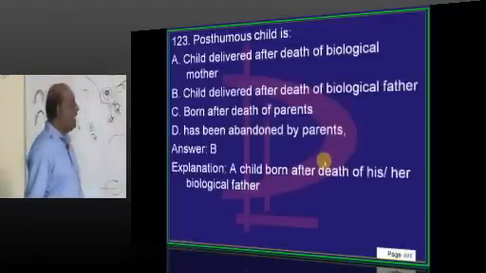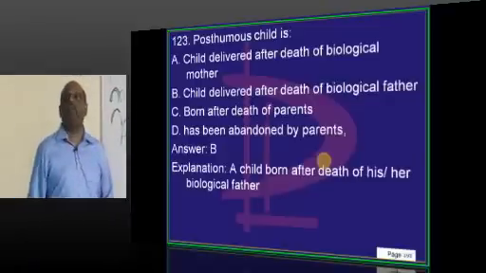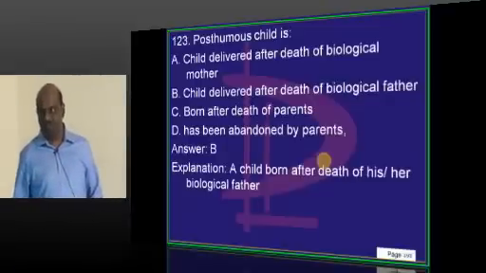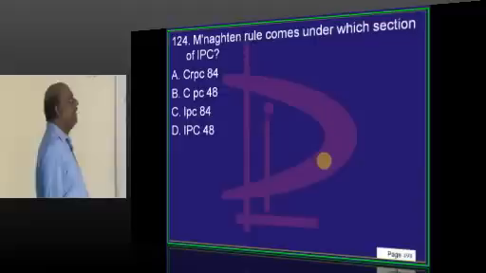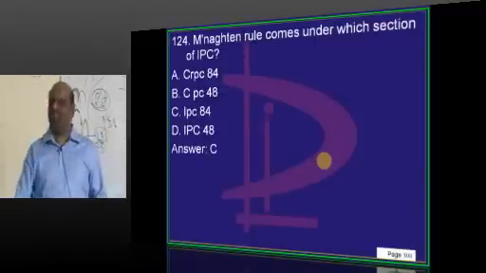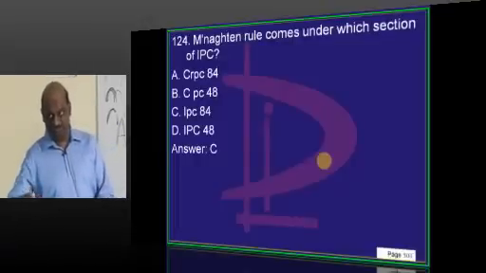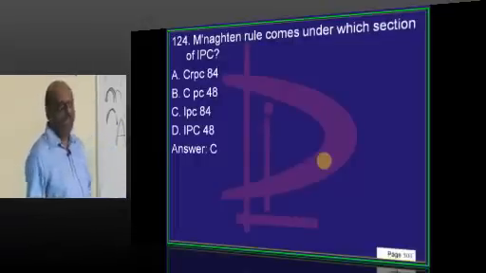Who is a posthumous child? A child born after the death of his biological father is called a posthumous child. McNaughton's rule is IPC 84, easiest question on the planet. If you did this wrong also, then you are at the amoeba stage.